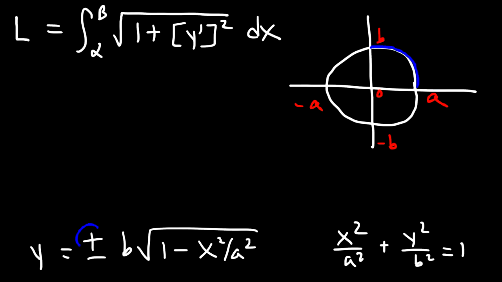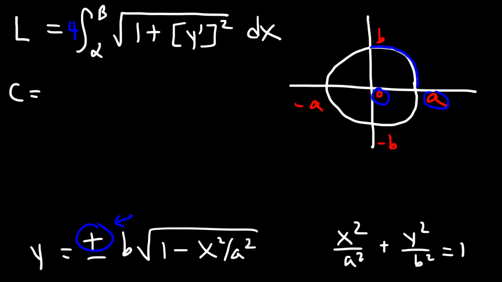Now I'm only going to use the positive sign, because positive b times the square root of this stuff will give me everything above the x-axis. If I want the stuff below the x-axis, I have to use the negative sign. Since I'm only going to use the positive sign, and I'm only going to integrate from 0 to a, I'm going to get 1/4 of the entire circumference of the ellipse. So therefore, I need to multiply this by 4.